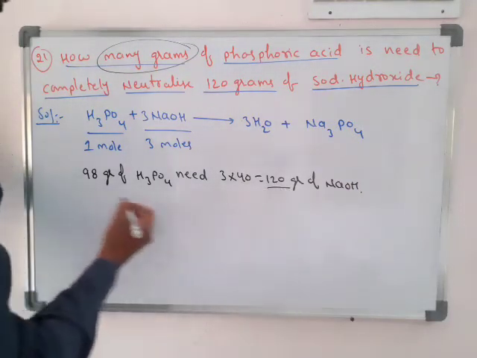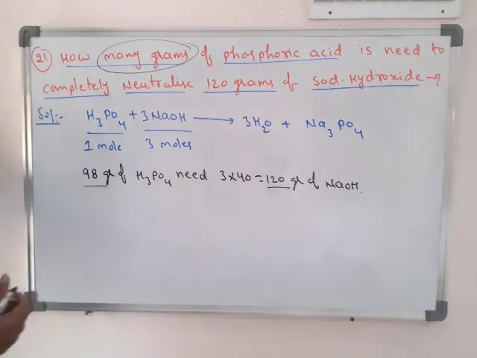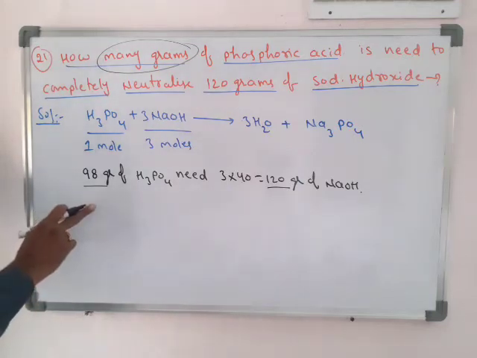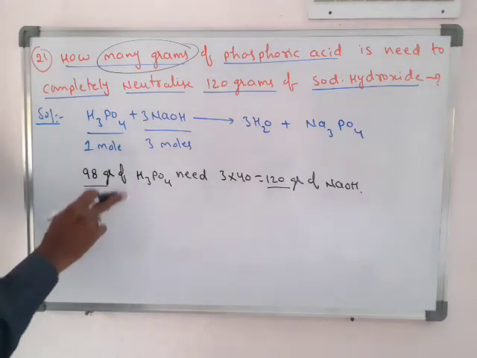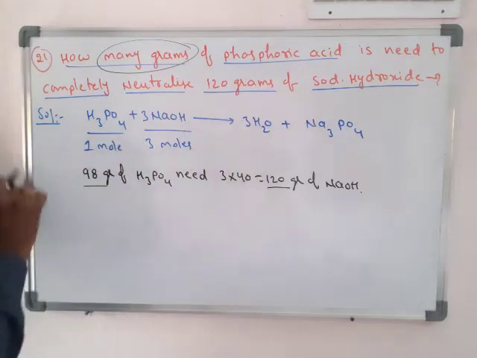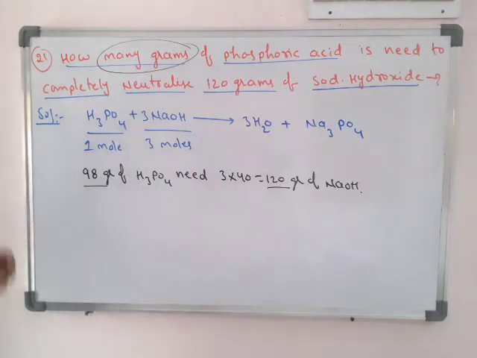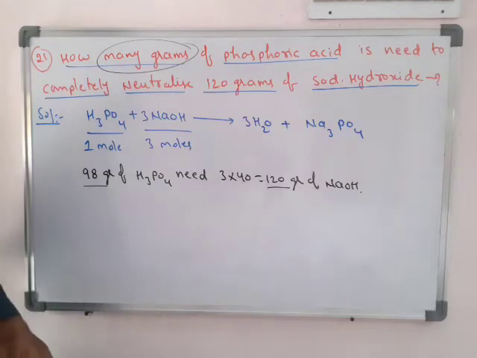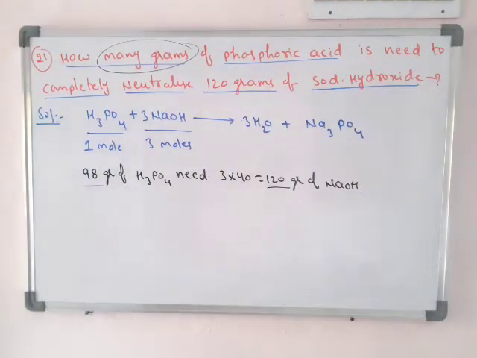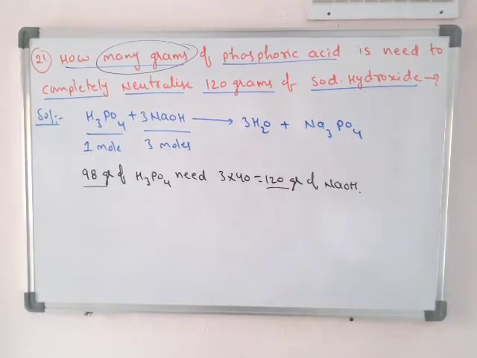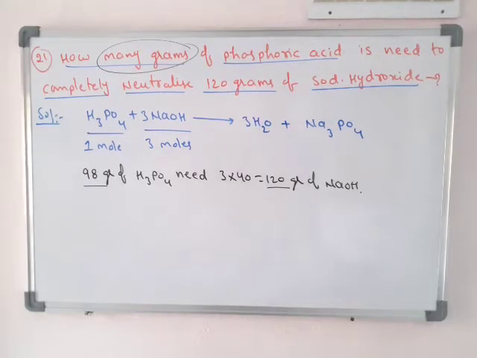For 120 grams required, how much? 98 grams. So 98 grams of H3PO4 is required. So the answer is 98 grams. 98 grams of phosphoric acid is required to neutralize 3 moles, nothing but 120 grams of caustic soda, that is sodium hydroxide.